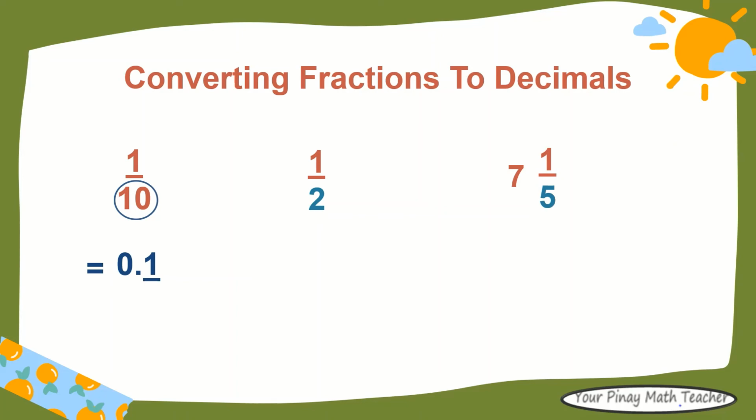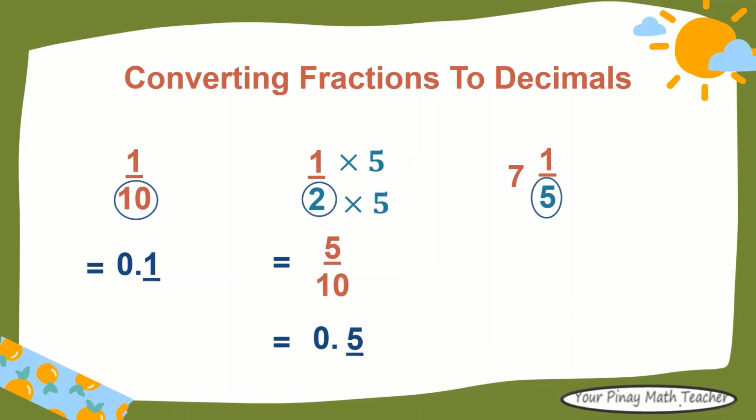So simply change 1/2 to a fraction with a denominator of 10. What will you multiply to 2 to make it 10? Yes, you multiply it by 5. Multiply also the numerator by 5, so we get 5 tenths. And then change it to decimal, 0.5. How about 7 and 1/5? Multiply the denominator 5 by 2 to make it 10. Do the same with 1. So we have 7 and 2 tenths, which is equivalent to 7.2.